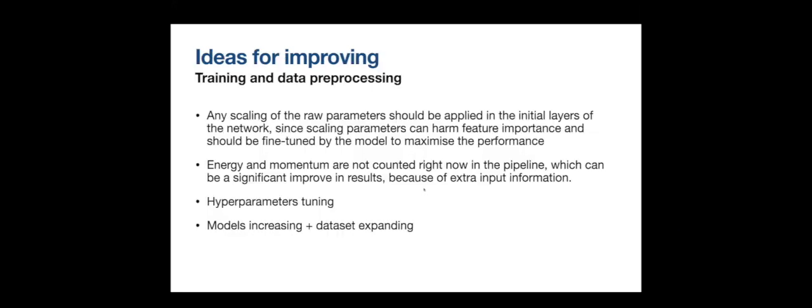Further ideas for improving: any scaling of the raw parameters, I think, should be applied in the initial layers of the network, since scaling parameters can harm feature importance and should be fine-tuned by the model to maximize performance. Also, we can include energy and momentum in the future, which can significantly improve results because of the extra input information. Also hyperparameter tuning, running lots of experiments with graph neural network hyperparameters, increasing the model size and expanding the dataset. Conclusions are next.